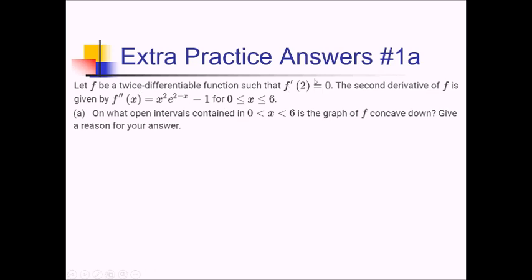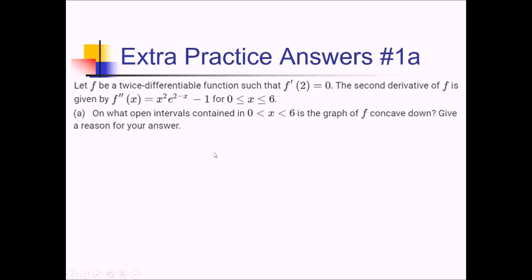For this calculator-based free response problem, we're given a twice differentiable function f. We're told f prime of 2 is 0, and the second derivative, f double prime, is given by this crazy-looking quadratic exponential hybrid, only between 0 and 6, though. So we want to know on what intervals between 0 and 6 the graph of f is concave down. Well, if I'm asking about concavity, especially concave down, I want to know where f double prime is negative.